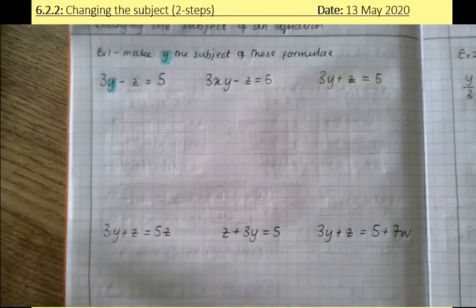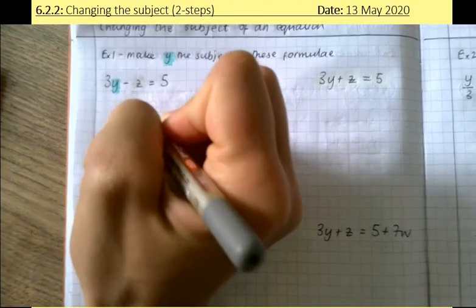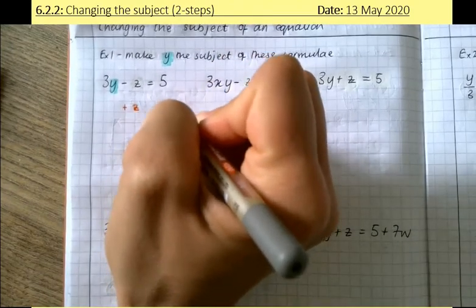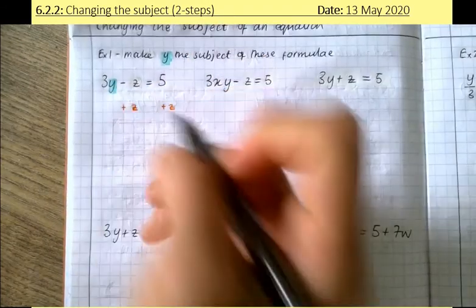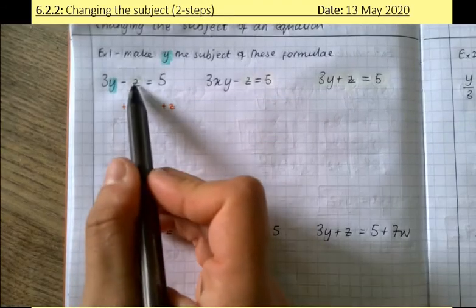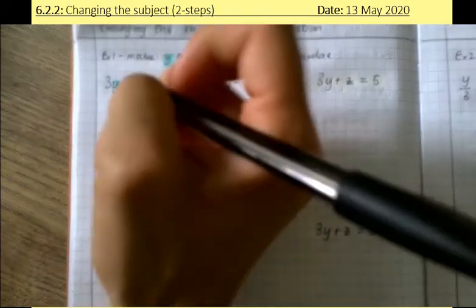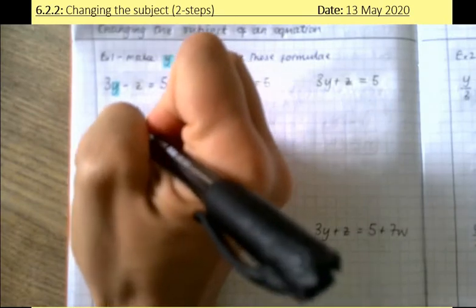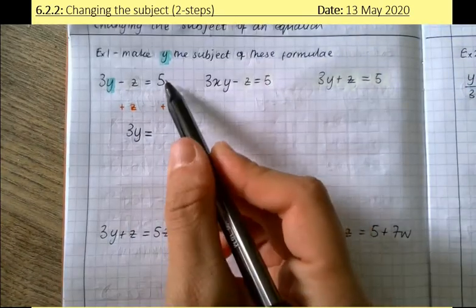So the first step to rearrange this equation is I'm going to add the z to both sides of the equation. And that will give me on this side, well, negative z and positive z are the inverse of each other, they cancel out. So I'm just left with the 3y. And on this side of the equation, I've got 5 plus z.